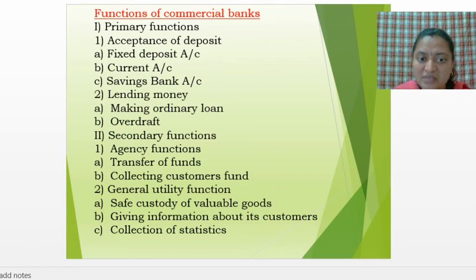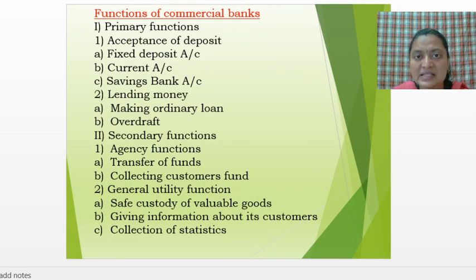Then lending money. In that, making ordinary loans. For what purpose will the loan be taken? Loans will be taken for many purposes: education, marriage, construction of a building, or construction of a business or industry. Then overdraft. The bank also allows the overdraft facility. Then secondary functions are there. In that, agency function. In that, transfer of funds: how funds can be transferred from one place or one bank to the other.